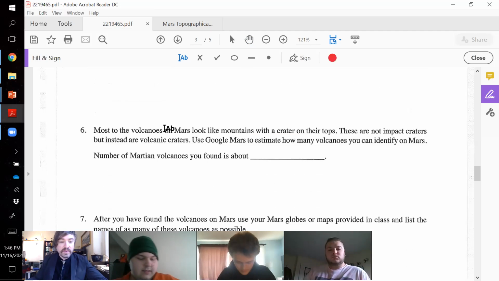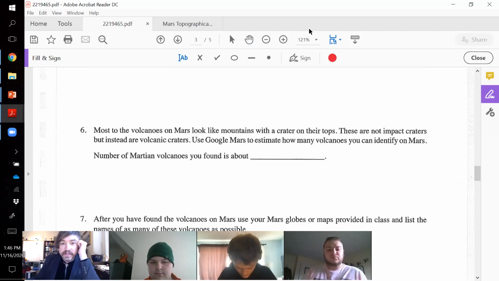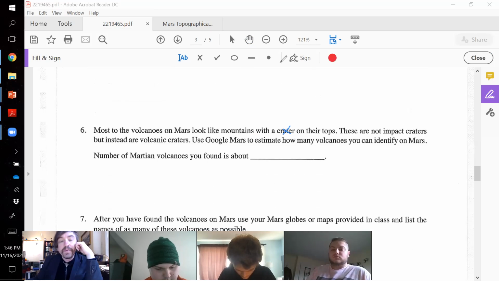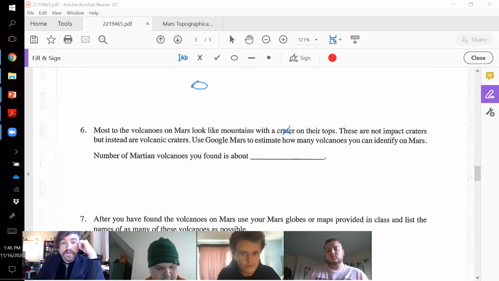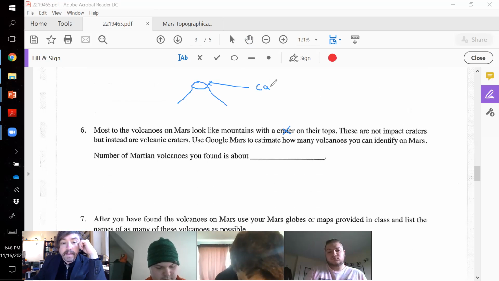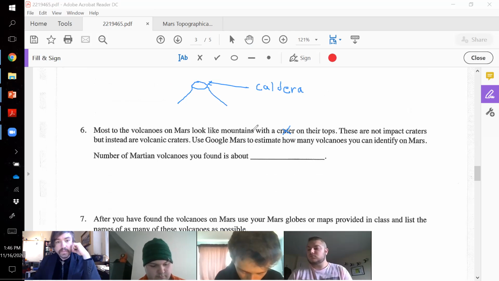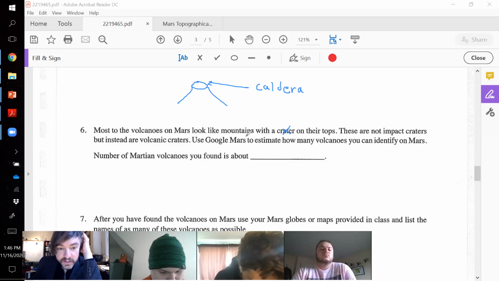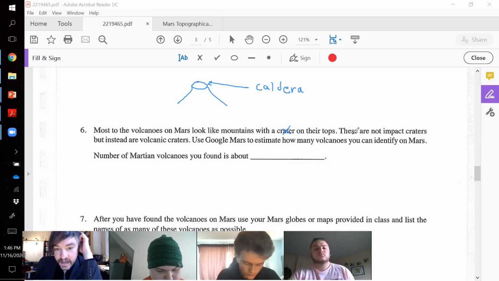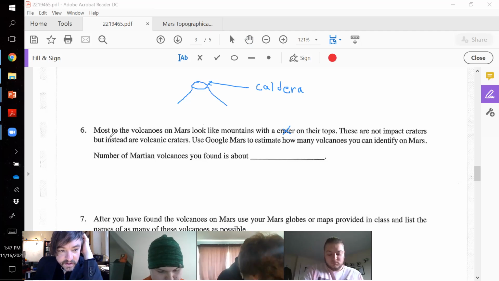Most of the volcanoes on Mars look like mountains with a crater on their tops. Okay, I didn't quite get to talk about this in class today, but the term for the opening at the top of a volcano is not called a crater, it's called a caldera. Here's a new vocabulary word, caldera. I wanted to get to volcanoes today, but I ran out of time. So we should say most of the volcanoes on Mars look like mountains with a caldera on their tops. These are not impact craters, but are instead calderas.